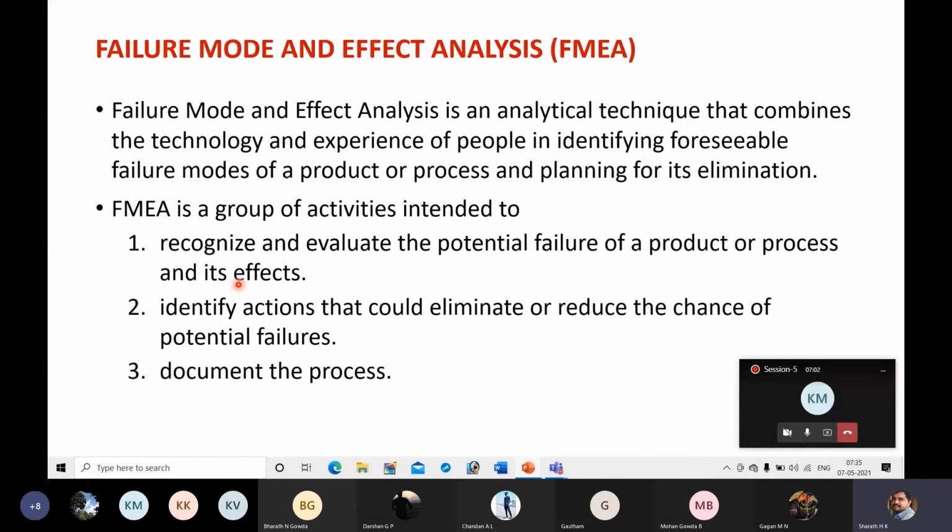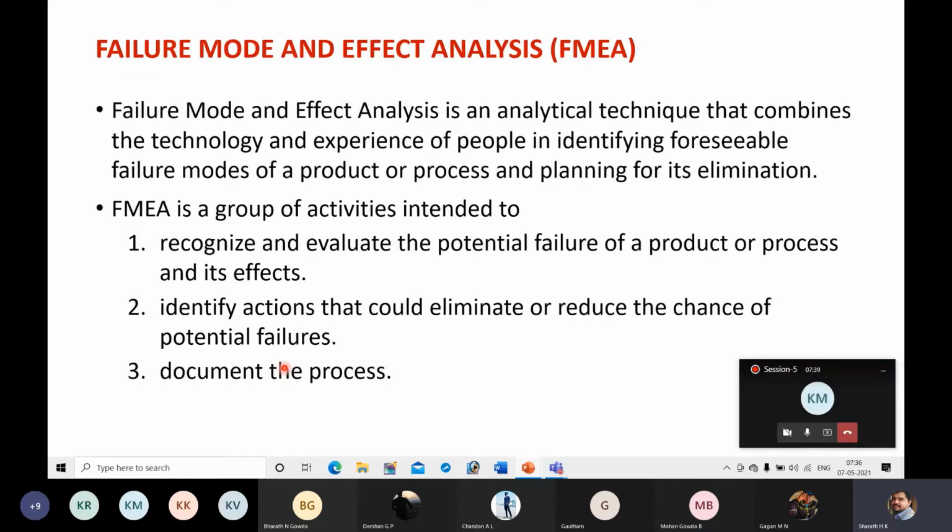If a product fails when it is released into the market, then it will have a negative impact on the brand value of a company, and customers lose trust in that product. So those are the effects. Next, identify actions that could eliminate or reduce the chance of potential failures. If you take a lot of precautions while designing, while manufacturing, and even while doing inspection, you may be able to eliminate these failures at various stages.